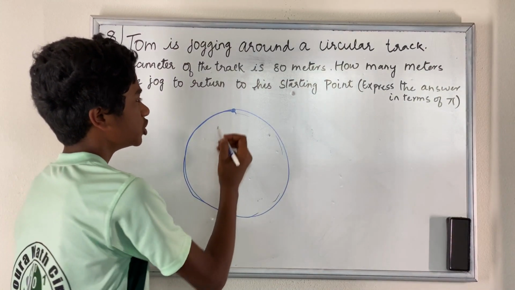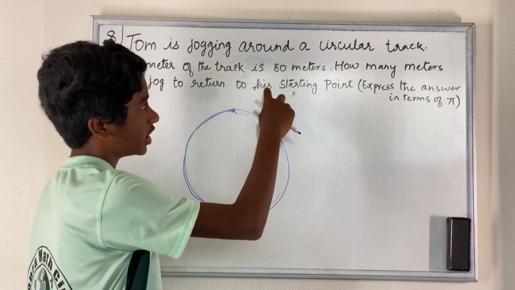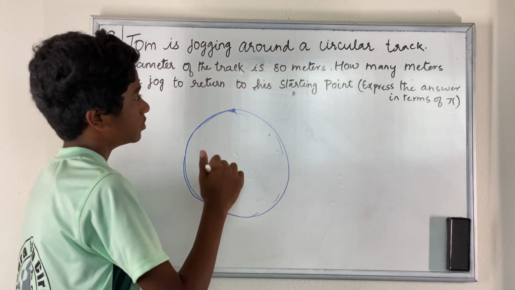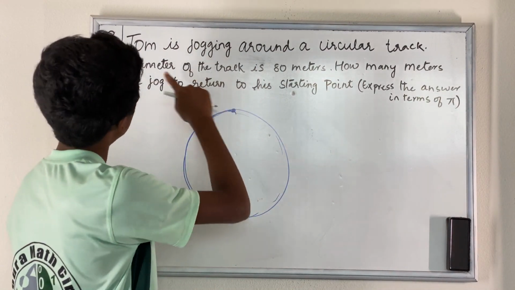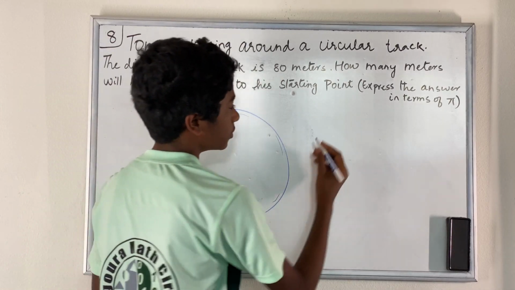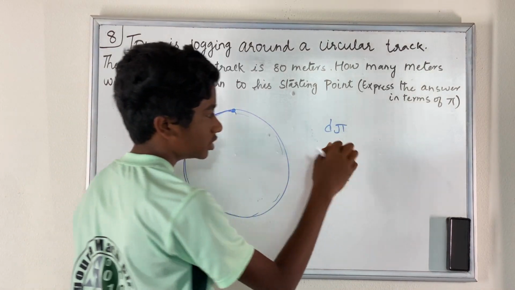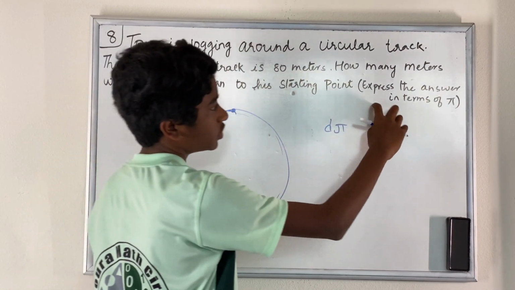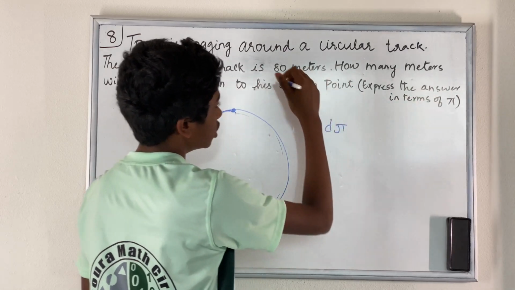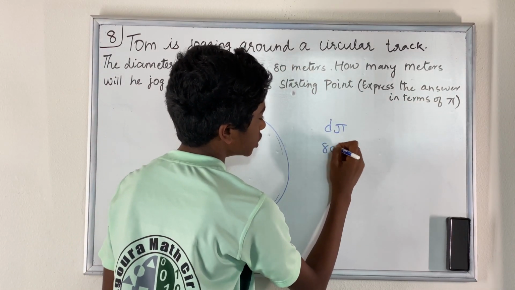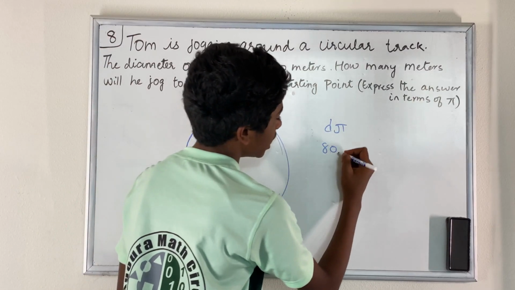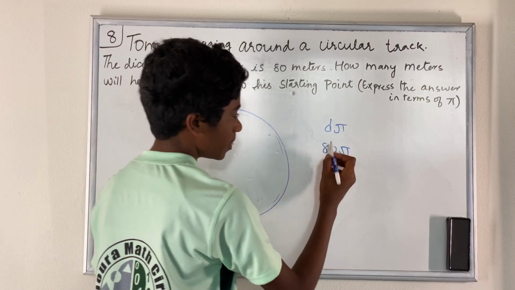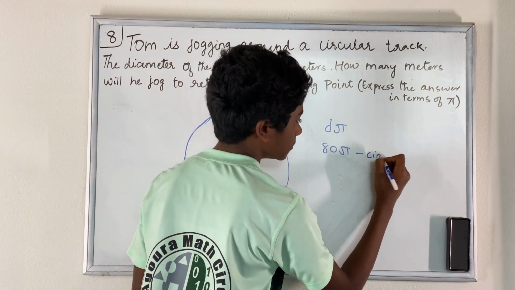So to figure out this problem, we need to find the perimeter, the circumference. So since they give us the diameter, we can use the formula d pi, diameter times pi, to find the circumference. And since they express the answer in terms of pi, we can just substitute 80 for diameter and leave it as 80 pi. So 80 pi is the circumference.